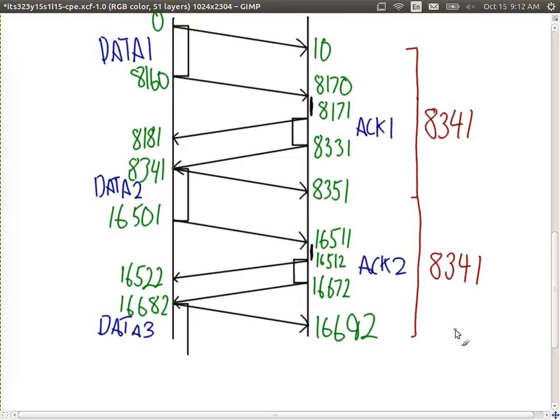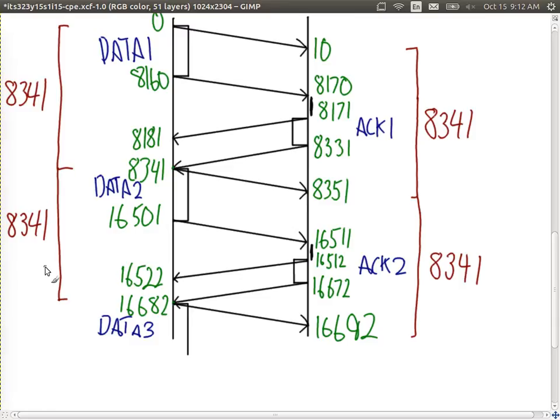If that's hard to follow, then you could also look at the transmitter A. Every 8341 microseconds, it's transmitting a new frame. We start at time 0. Then at 8341, we start sending the second data frame. And at 16682, we start sending the third data frame. The difference, 0 to 8341, 8341 to 16682, is 8341. That is, A is transmitting one frame every 8,341 microseconds. And similarly, B is receiving one frame every 8,341 microseconds.